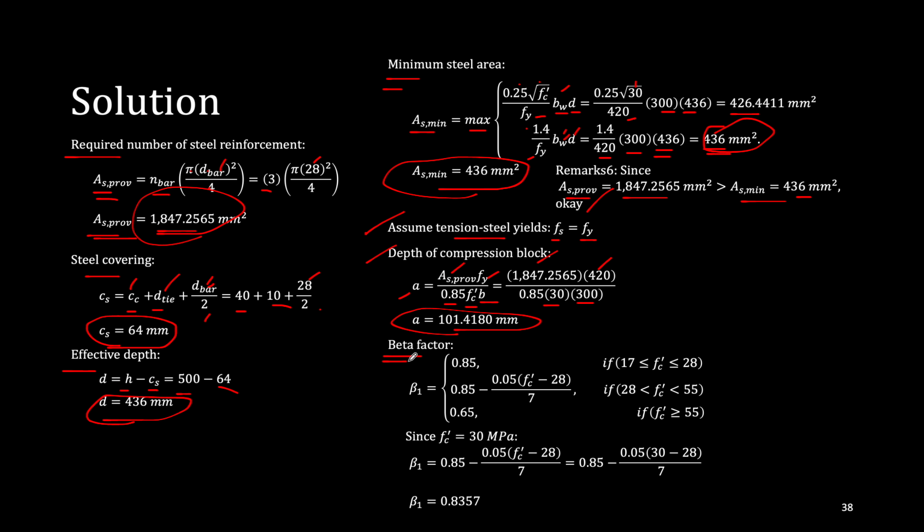After that is to solve for the beta factor. Since yung Fc prime natin is 30 megapascal, it is in between 28 at 55. We're going to make use of this equation. So yung beta factor is equivalent to 0.85 minus 0.05 times FC prime natin na 30 minus 28 divided by 7. Makakalculate na beta factor is 0.8357.